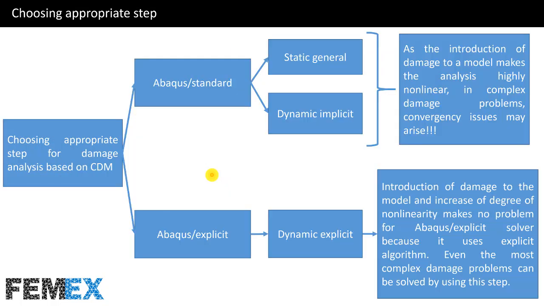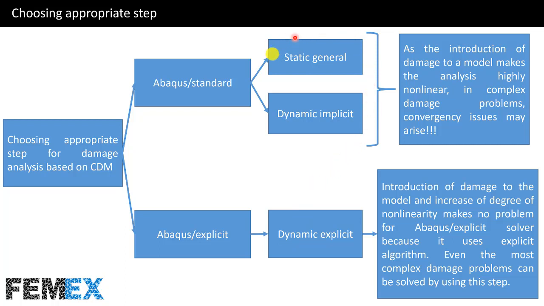I want to talk about choosing the appropriate step for damage analysis based on CDM. As you know, we have two structural solvers in Abaqus: Abaqus Standard and Abaqus Explicit. If you want to perform damage analysis by using Abaqus Standard, you can use a static general step or dynamic implicit step. And if you want to use the Abaqus Explicit solver, you can use a dynamic explicit step.